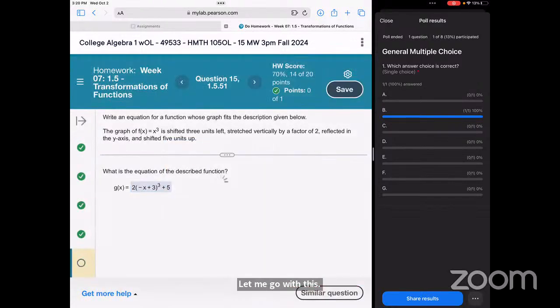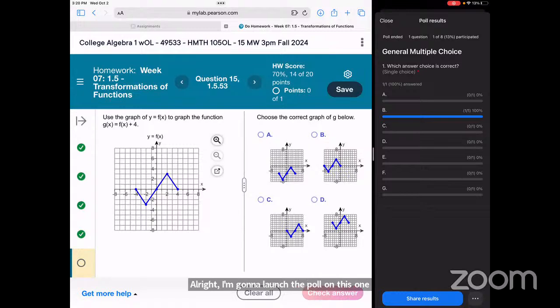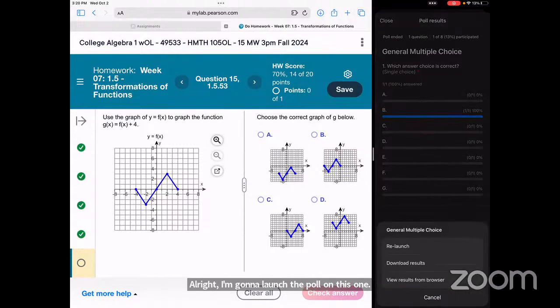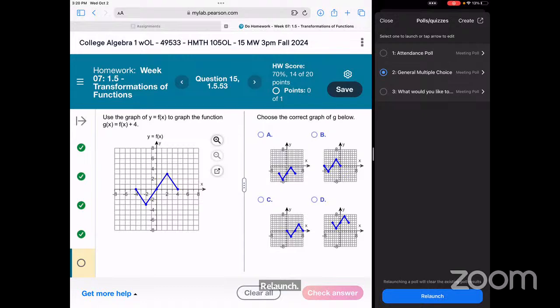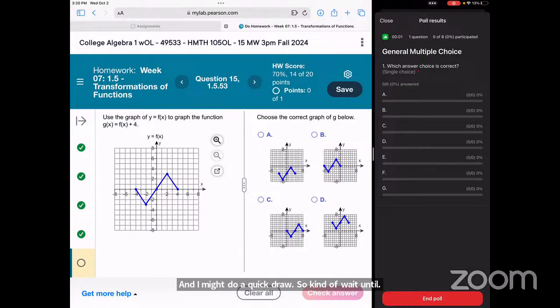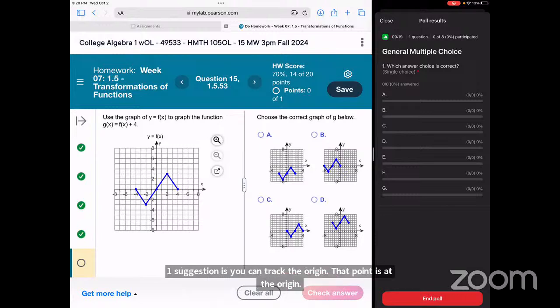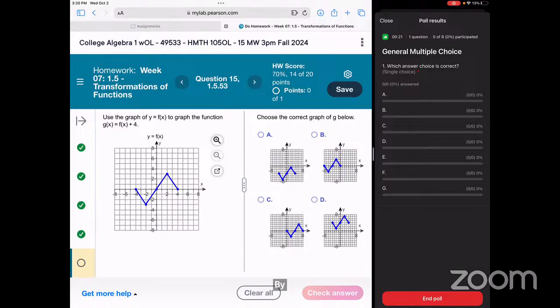All right, I'm going to relaunch the poll on this one. And I might do a quick draw, so wait until somebody goes for it. Let me see. So the original function is given, and we added 4 on the outside, right? How does that affect the graph? One suggestion is you can track the point that's at the origin. By now, you should know what adding 4 on the outside does, right? So just take a moment.